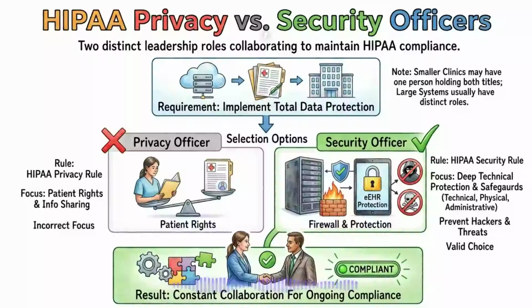Just as the privacy rule requires a privacy officer, the HIPAA security rule mandates the designation of a security officer. While the privacy officer focuses on patient rights and general information sharing, the security officer is deeply focused on the technical protection of electronic health records. They manage the technical, physical, and administrative safeguards that keep computer networks safe from hackers and internal threats.